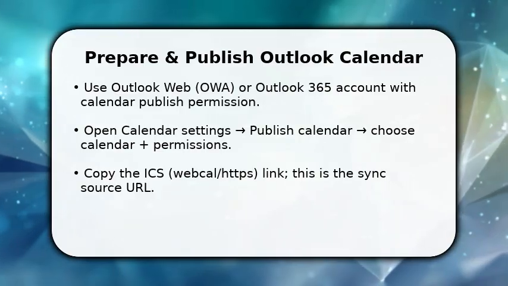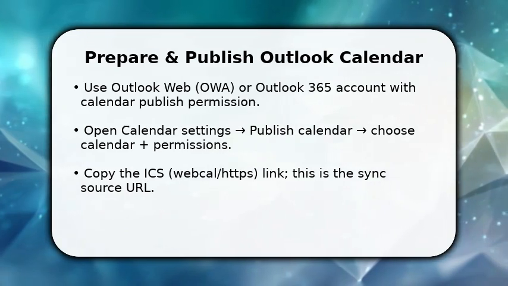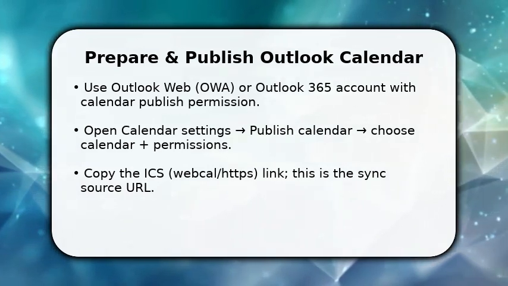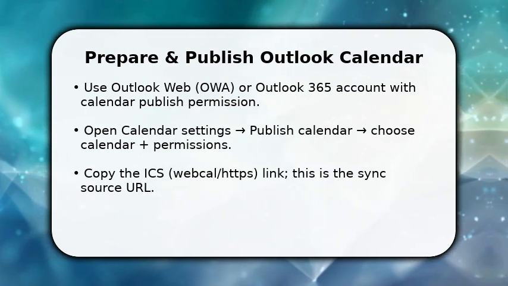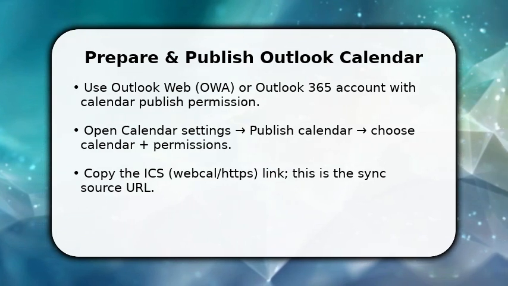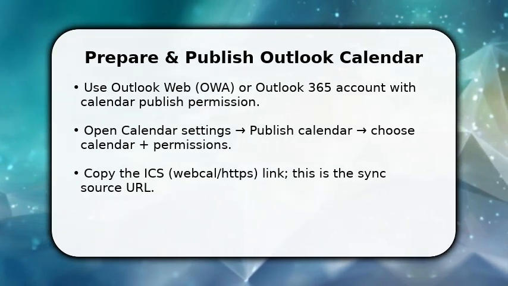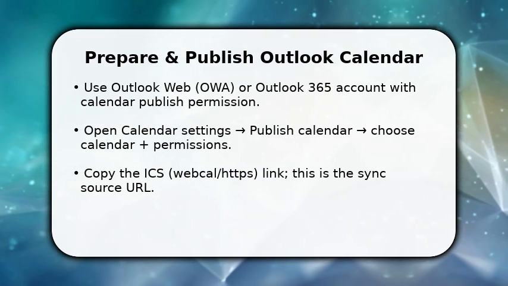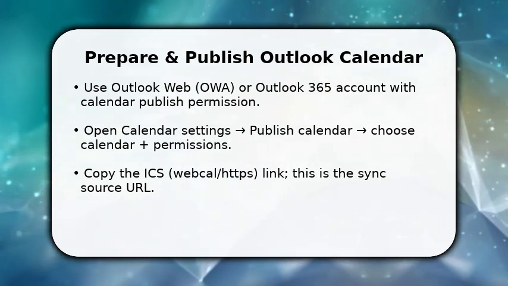You're starting with Outlook Web or Office 365. Make sure you have publish rights. First, open Calendar Settings and choose Publish Calendar for the specific calendar you want to sync. Once done, select the access level that allows reading and copy the ICS or webcal URL that Outlook generates.